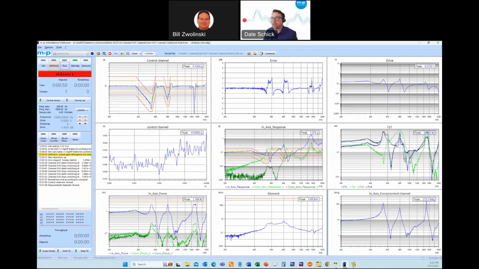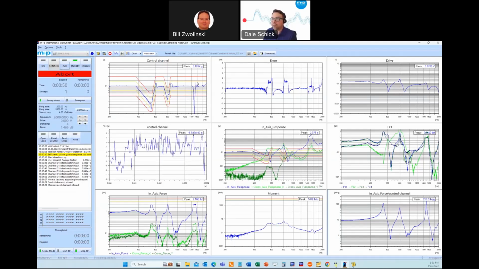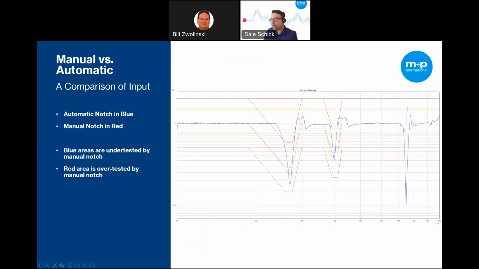Now you can see with the combined, we did complete the test. You know, we were able to catch the mode that we did not account for before when planning this manual notch. So the combined effort does a good job. But I think when it comes to comparing the results, we'll go back to our slideshow here. You can see here in blue is the automatic notch. So you can see the nice carve out there. And in red is the manual notch.